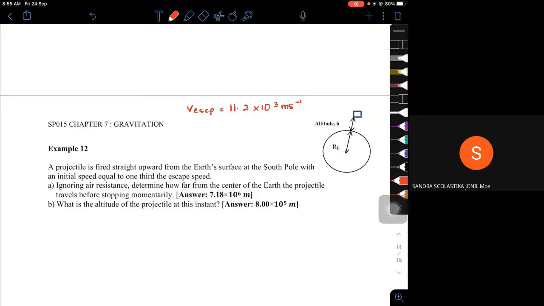A projectile is fired straight upward from the Earth surface at the South Pole. So ni dia punya South Pole lah. Dia campak something yang projectile. Projectile tu lah benda yang dicampak, ataupun satellite, with an initial speed equal to 1/3 the escape speed. Dia cakap projectile ni ataupun satellite ni is fired daripada Earth surface dengan speed dia 1/3 daripada escape speed. So 1/3 daripada V escape.